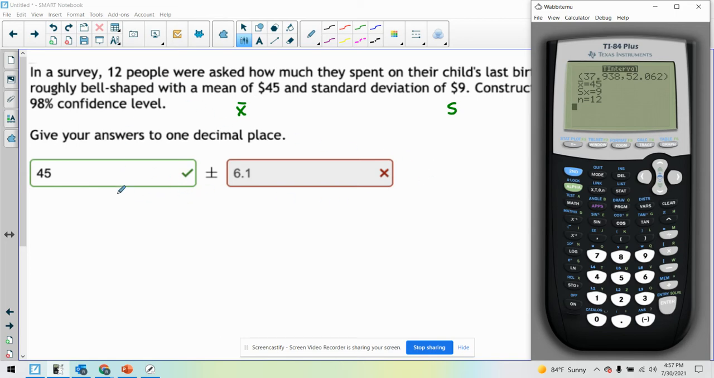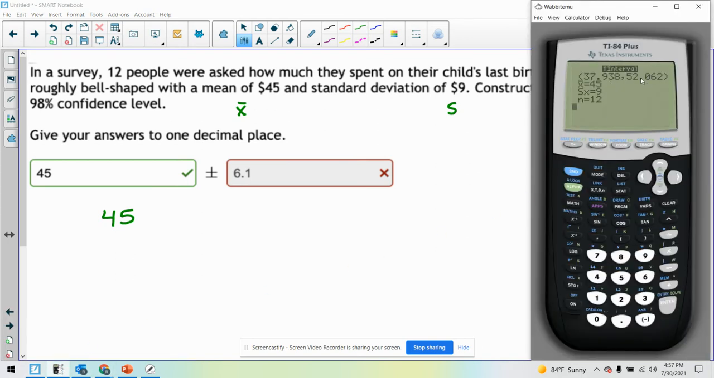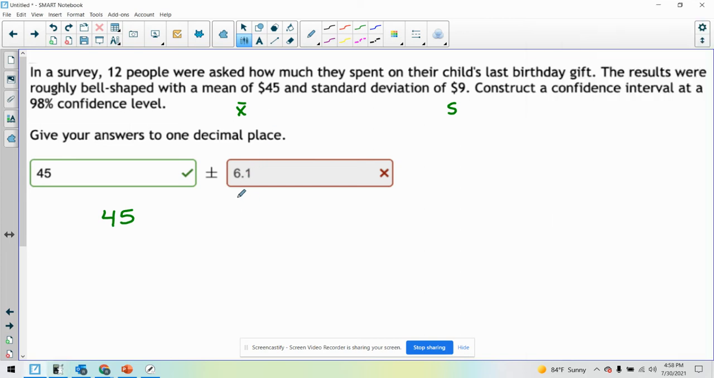So my point estimate, absolutely perfect, is 45. Plus or minus, what am I adding and subtracting to get these two numbers? We'll take the top number, 52.062. And subtract the point estimate, 45. You actually get 7.1. So the answer here should have been 7.1. I think it might have just been a small calculatory error.